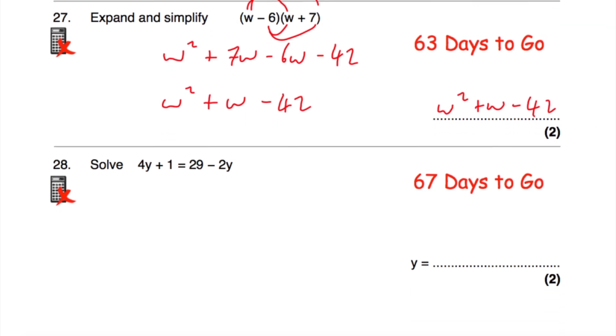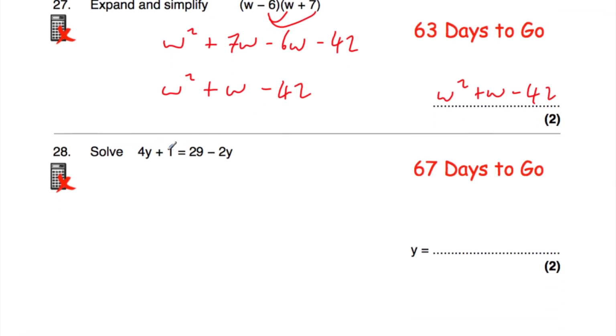Okay, next, question number 28. Question number 28 is solving equations. So we want to get all the y's to one side and the numbers on the other. So we want to get rid of the lowest number of y's. And here we've got minus 2y's. So let's get rid of this minus 2y's. So to get rid of minus 2y's, we'll add 2y's to both sides.